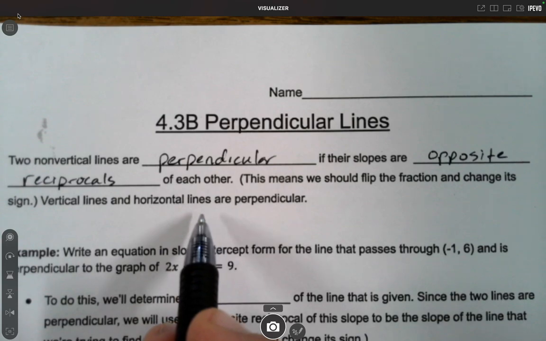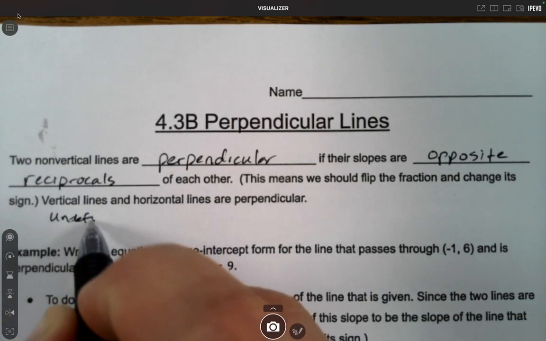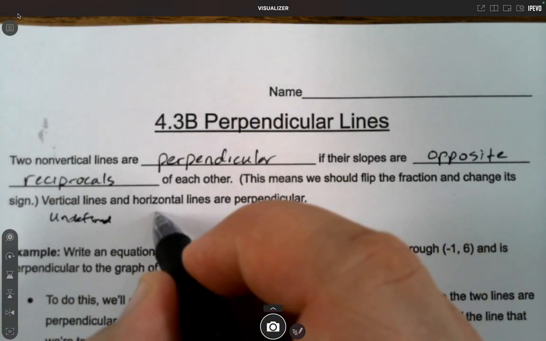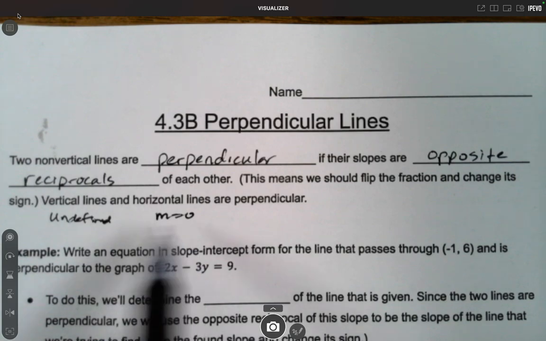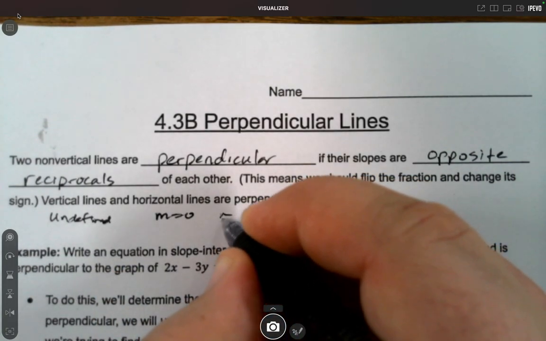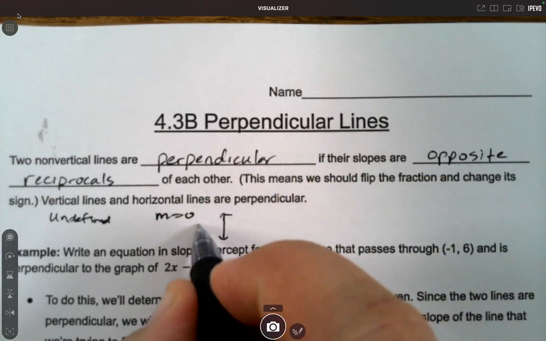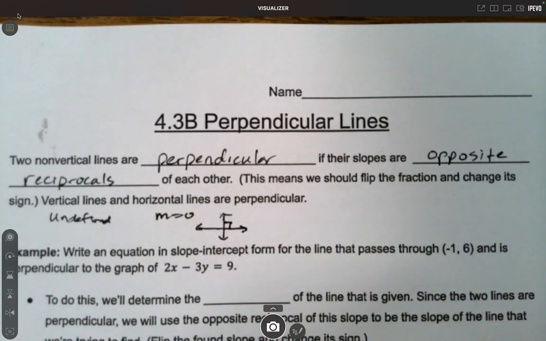Now they make this special mark because vertical lines have undefined slope. Horizontal lines have a slope of 0, and we can't really say those are opposite reciprocals. But they are perpendicular because the definition of perpendicular, you don't have to remember right now, is that it's two lines that form a right angle, which horizontal and vertical lines do.